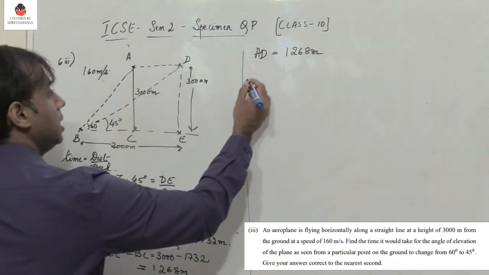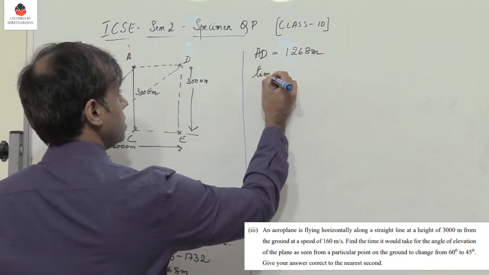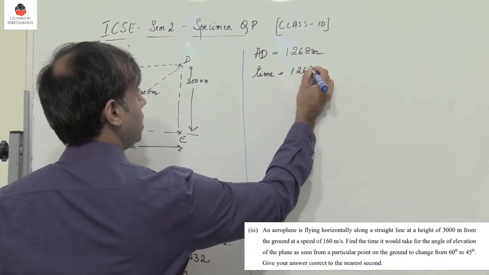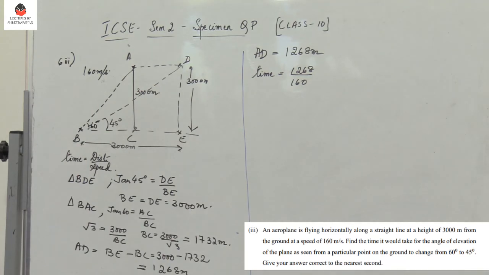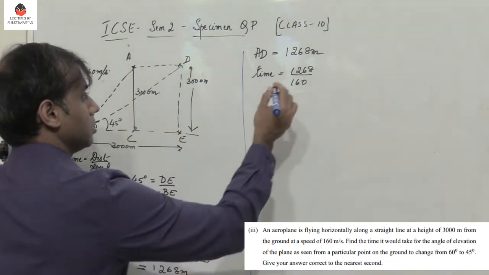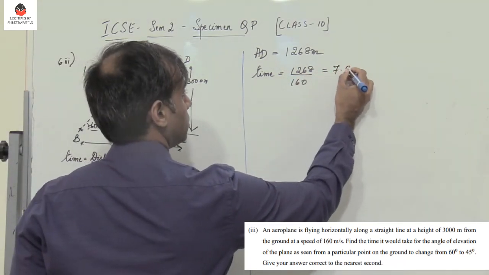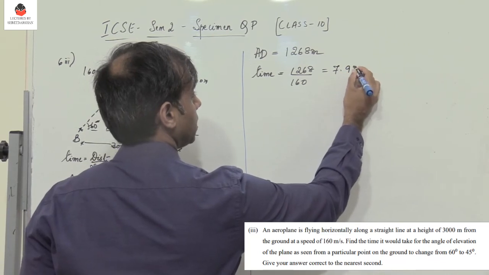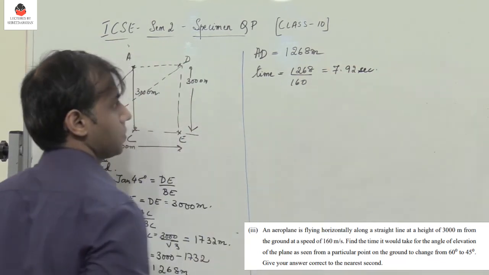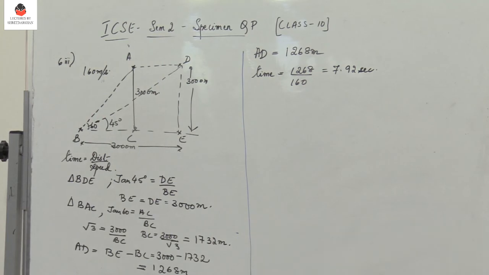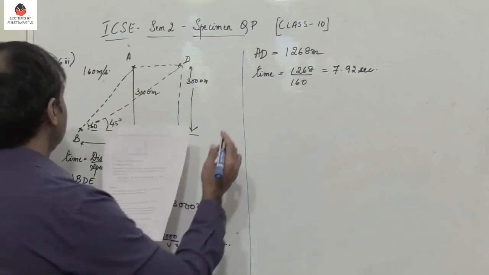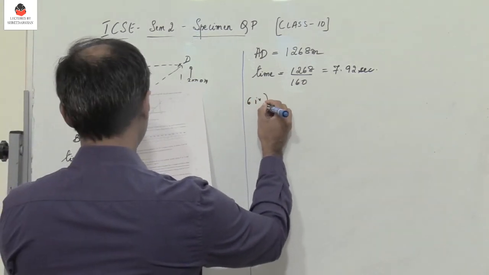So what is time? Time is distance, which is 1268 by speed, which is 160. Speed given is 160. So you get this value to be equal to 7.92 seconds. Right? So approximately 7.92 seconds. So make sure that you calculate and check the value. Very interesting problem. The last question, 6.4.